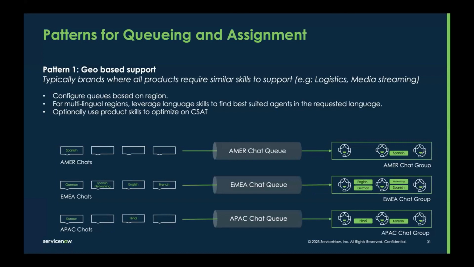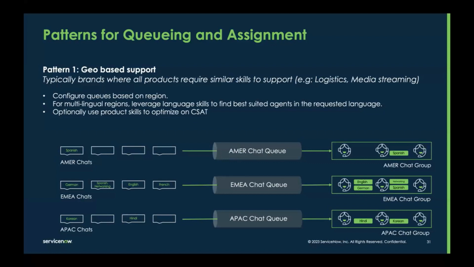When you're defining your queues and your assignment strategy, our recommendation is to start thinking about your reporting needs and your support strategy, and that will inform your queuing and assignment strategy. There are a lot of different patterns that we've seen in our customer base. One of those patterns is geo-based support. This is typically relevant to customers who have products which require similar skills from a support perspective. Examples here are companies in logistics, companies in media streaming, etc. Now, for those customers or those scenarios, our recommendation is create your queues based on your region.